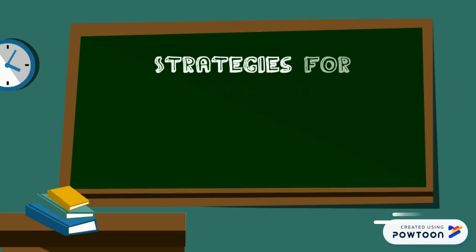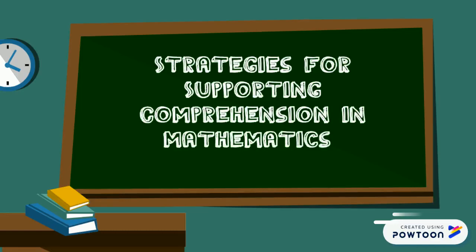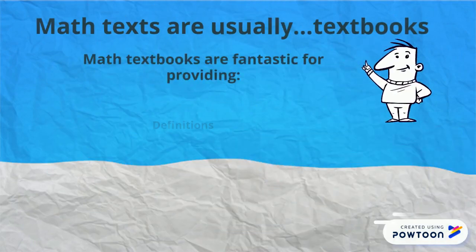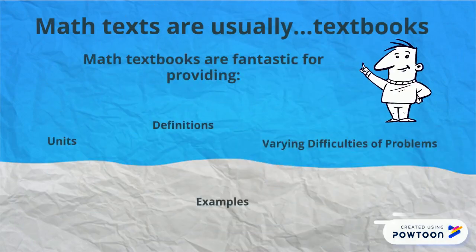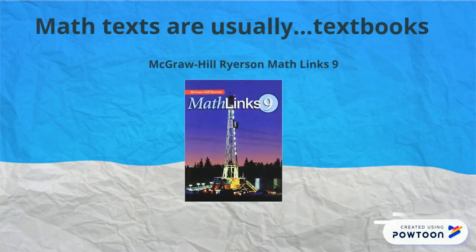Hello, everyone. Today we're going to talk about strategies for supporting comprehension in mathematics and how to implement that to the text that you're going to see when dealing with math. Math texts are usually textbooks and are awesome for providing definitions, units, examples, and varying difficulties or problems. One example is the McGraw-Hill Ryerson MathLinks 9.